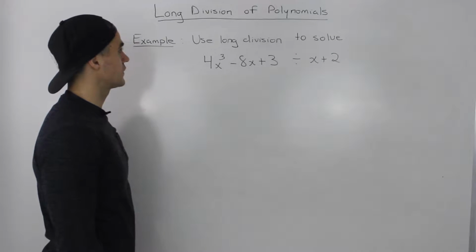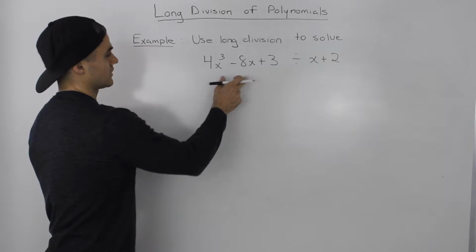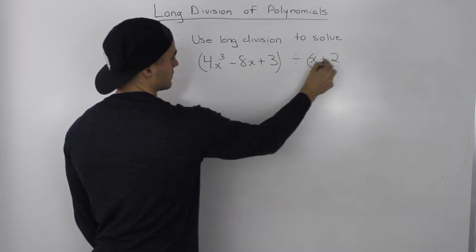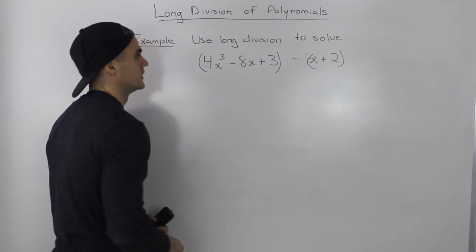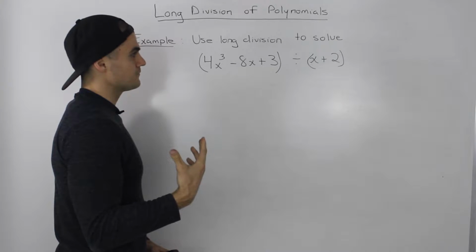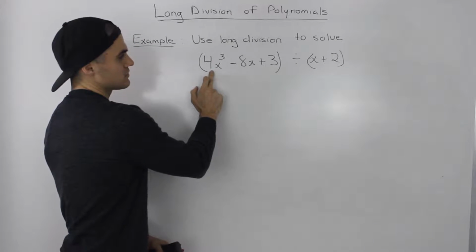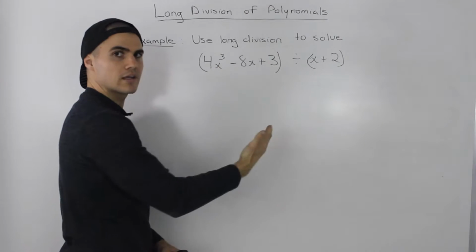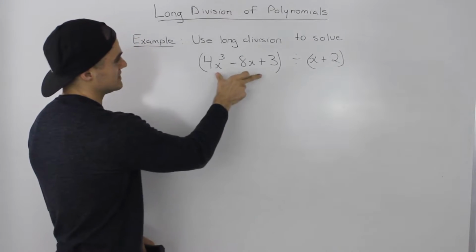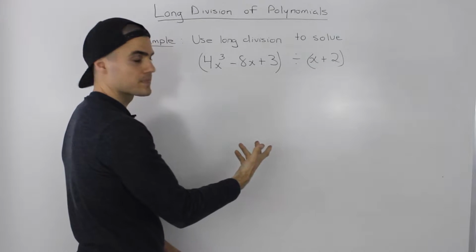What's up, guys? So moving on to the next example for the long division of polynomials. We got this 4x cubed minus 8x plus 3, and we're dividing it by x plus 2. Now, in the examples that we did before, we always had a leading coefficient for every degree in the polynomial. But notice now how in the dividend there is no term for x squared.